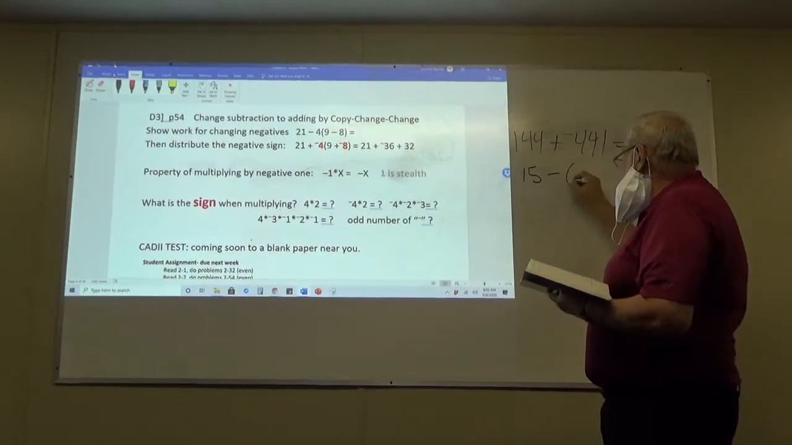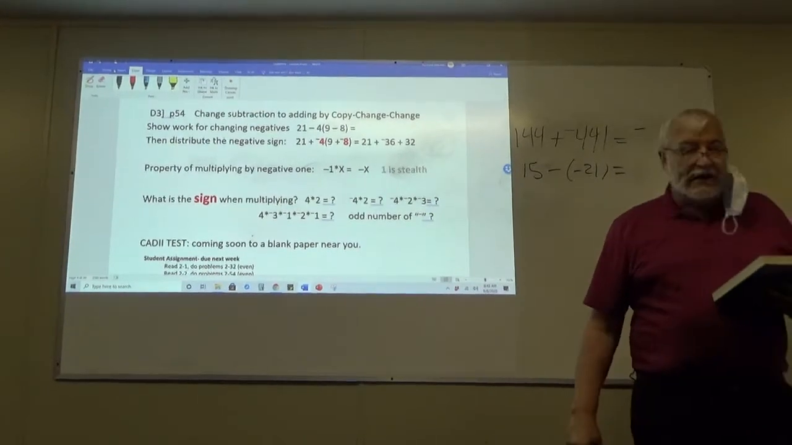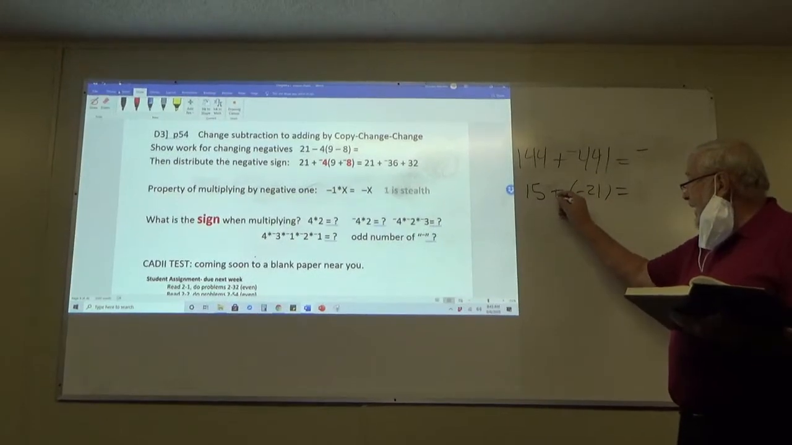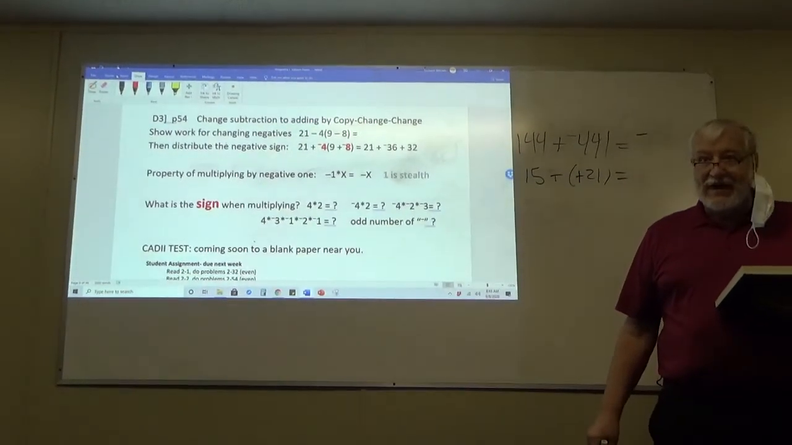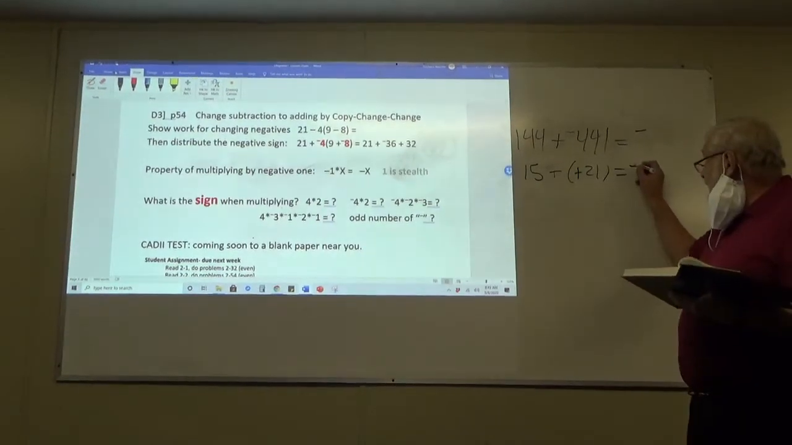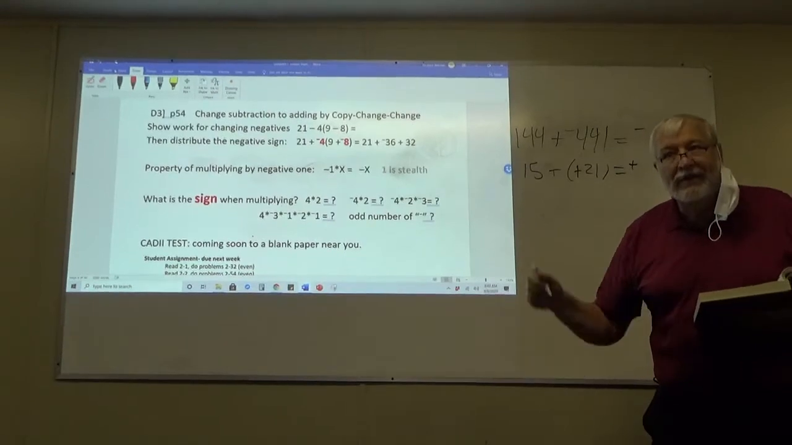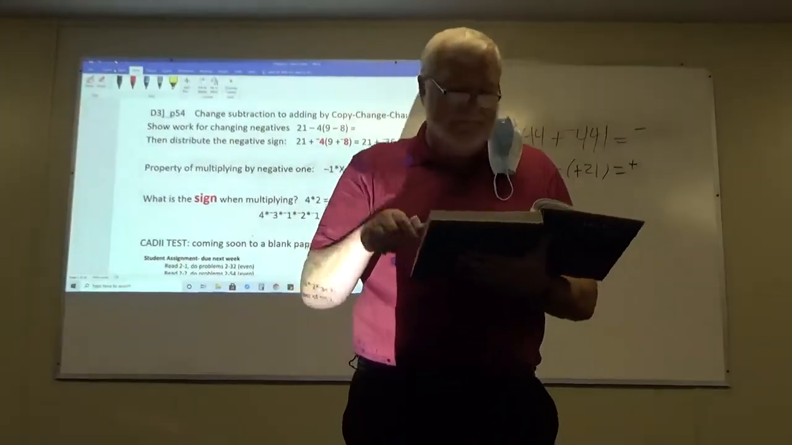15 minus negative 21 equals. All right, if I do copy, change, change, I go copy, change, change. Now, what's the sign of the answer now? Positive. And what am I going to do with the two numbers? Why am I going to add them? Because the numbers have the same sign. Ta-da.